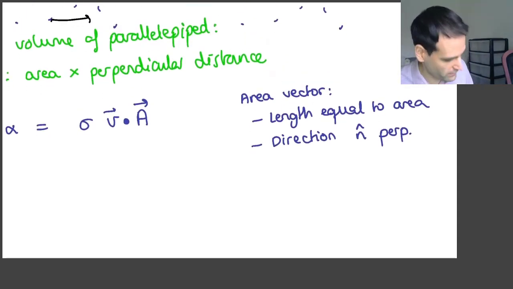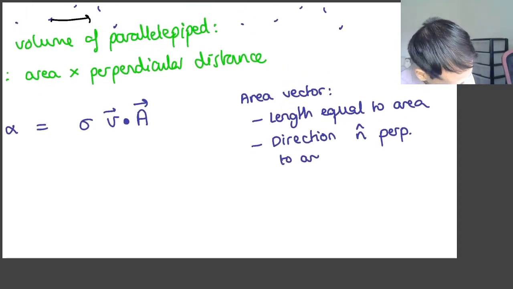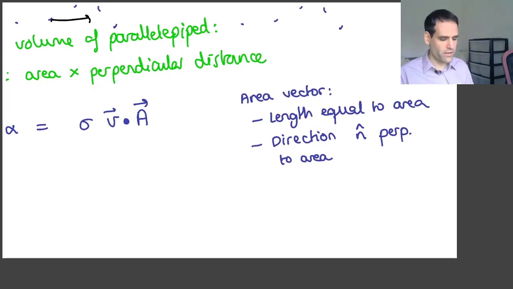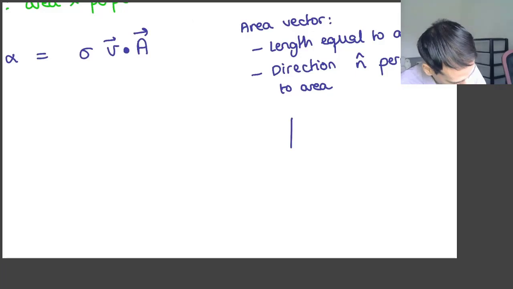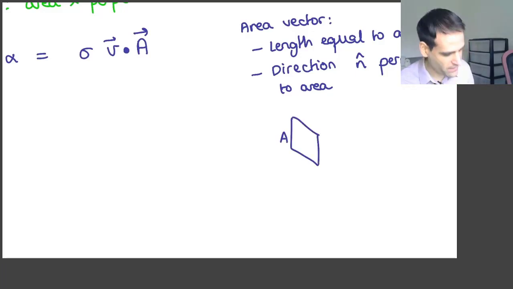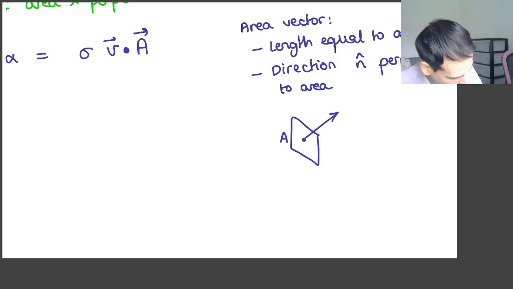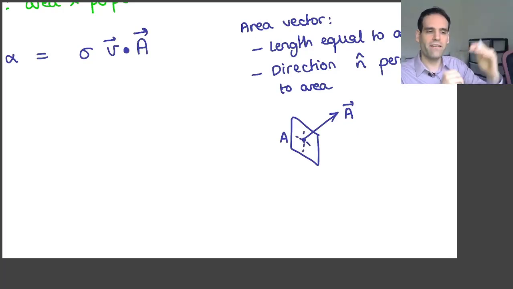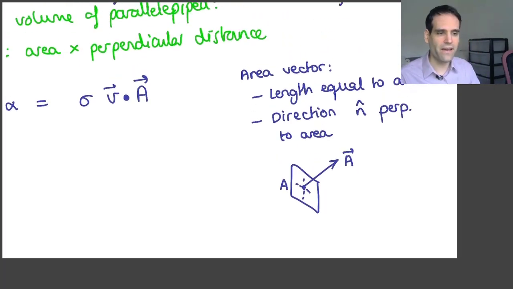Sorry that I was blocking the text there, perpendicular to the area. Okay, so this defines the area vector. Whenever you define an area which has a certain cross-sectional area, scalar A, you can define the area vector as a vector that is perpendicular and is pointing in the direction perpendicular to the area, and the length is given by the area. And this defines an area vector.